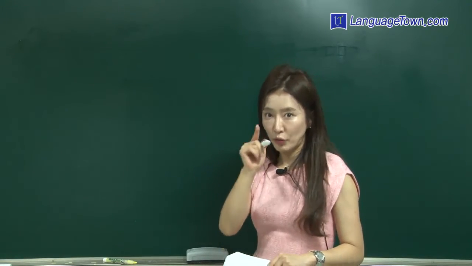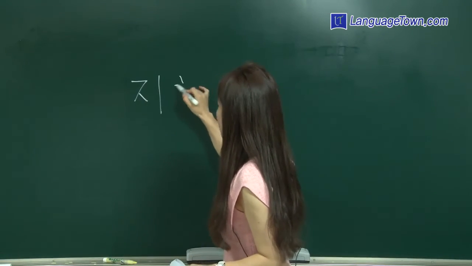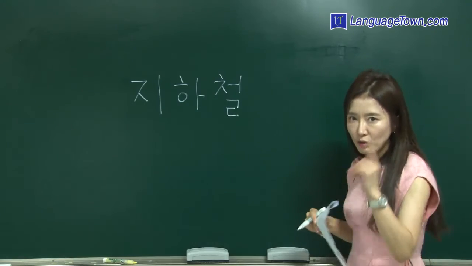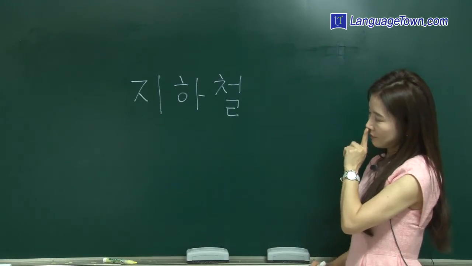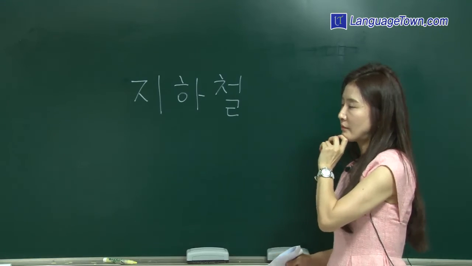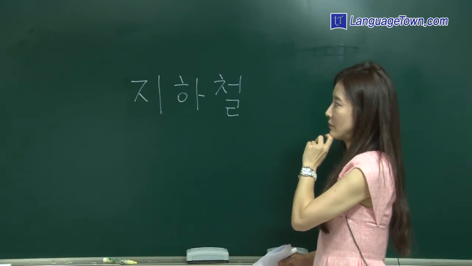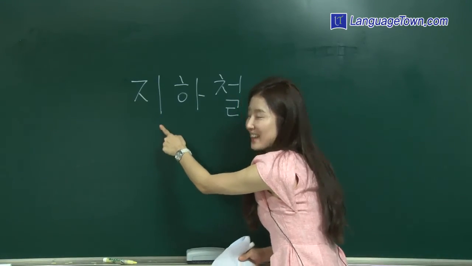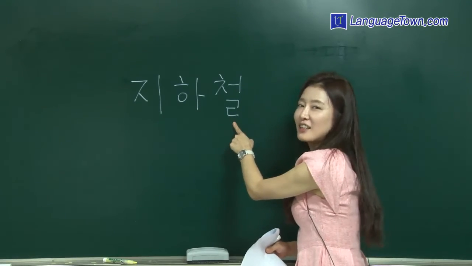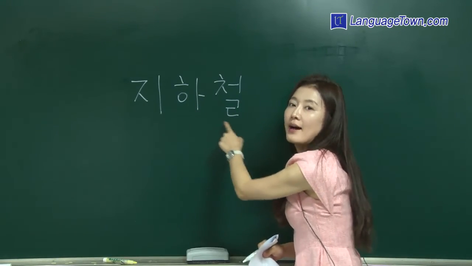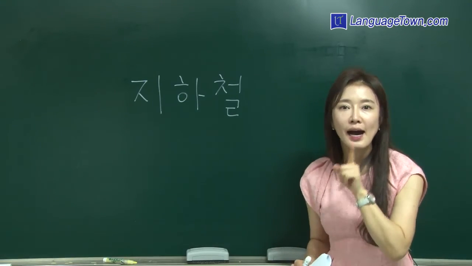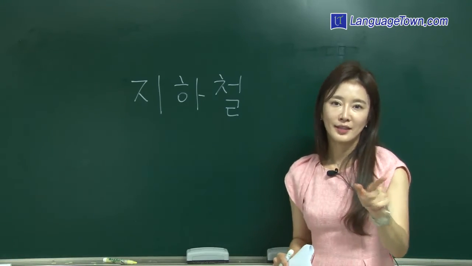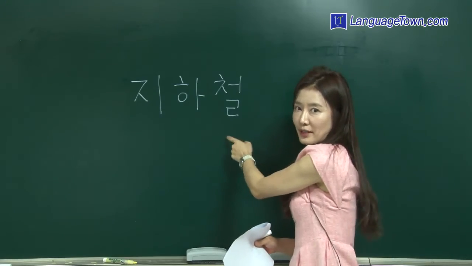This is an important word too for you. So try to remember this. Yeah, this one. How do you read it? 10 seconds. Okay, answer is? Good. 지, 하, 철. Subway is 지하철. Metro is 지하철. Remember this word, okay?